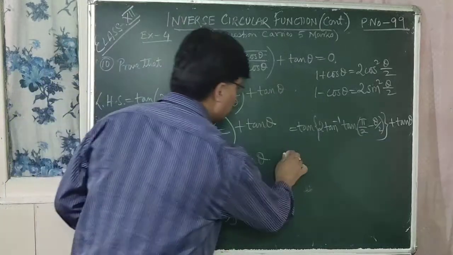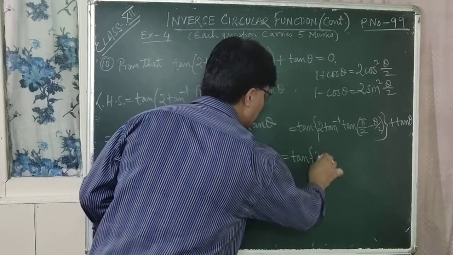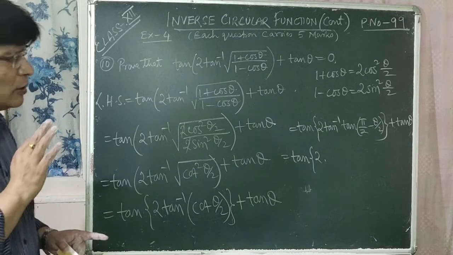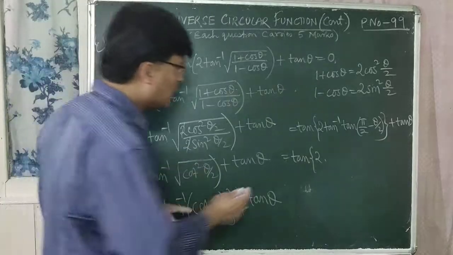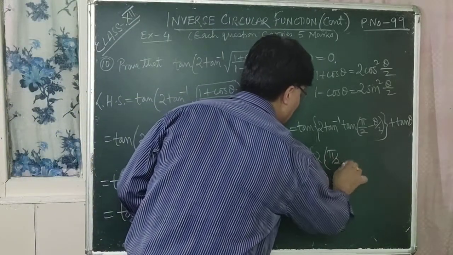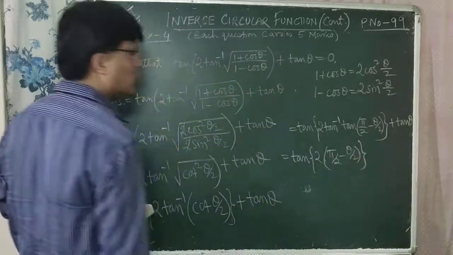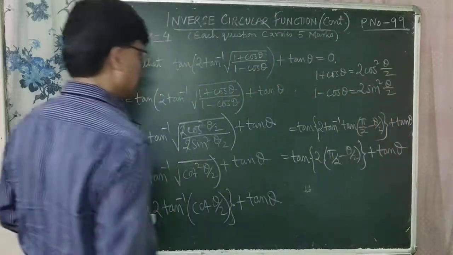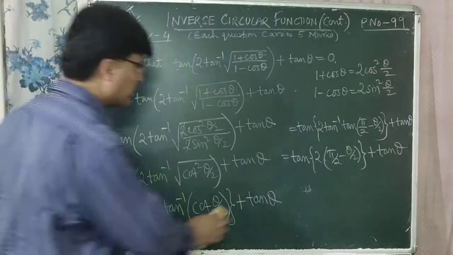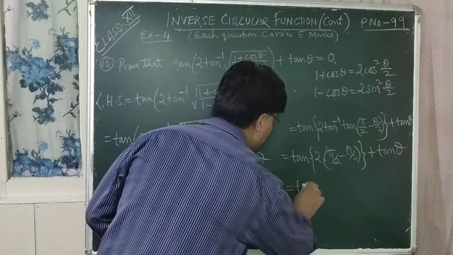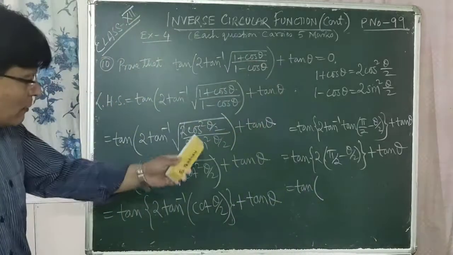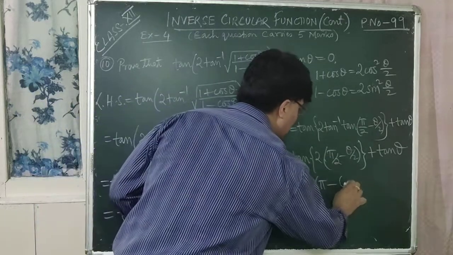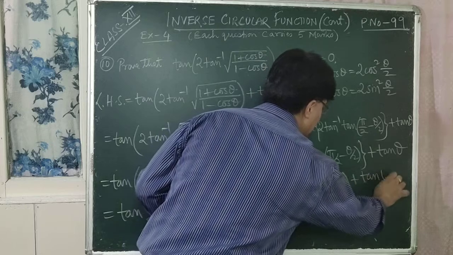Is that clear? Which is equal to tan within second bracket 2 into. Now what is tan inverse tan pi by 2 minus theta by 2? You know that tan inverse tan x is x. So similarly, it is pi by 2 minus theta by 2. Second bracket is closed. Then write down plus tan theta. Understood now? So which is equal to tan of within bracket. Now multiply by 2 there. What is 2 into pi by 2? Pi minus. What is 2 into theta by 2? That is theta plus tan theta.